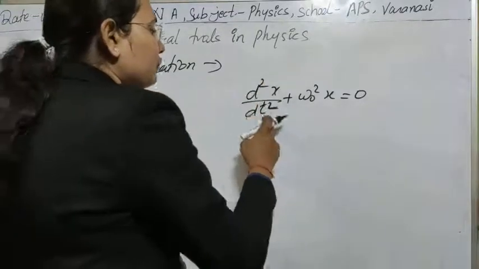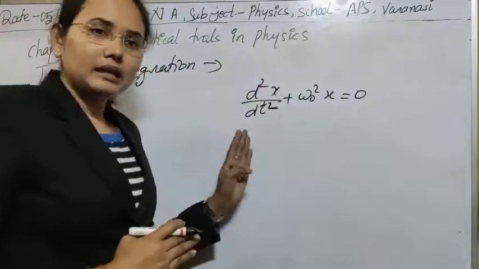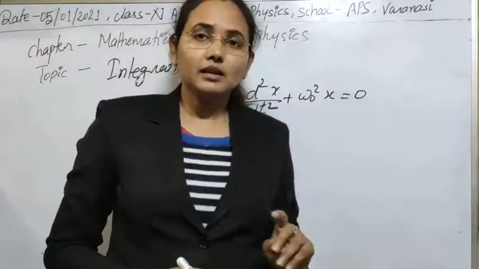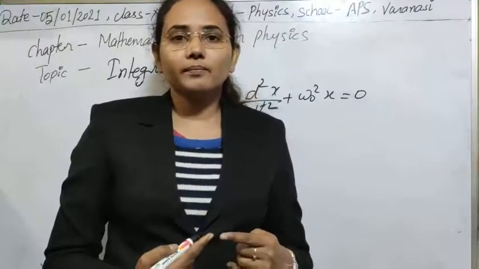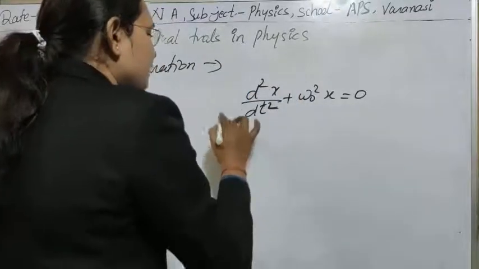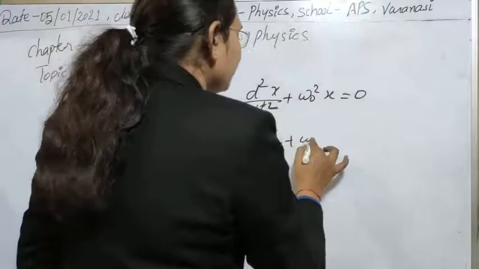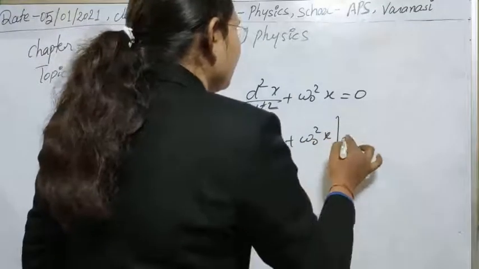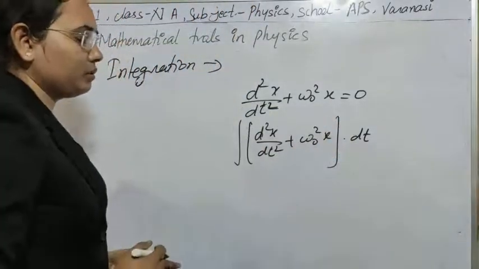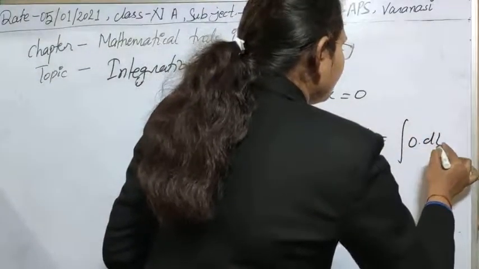As I told you, to find the value of x in the differentiation portion, first of all you have to integrate it. Here we are using a second order differential equation, which means two times differentiation is there, so two times integration will also be there. So integrate this equation two times. First time, integration of d2x upon dt2 plus integration of omega 0 square x with respect to t, as we have differentiated it with respect to t, and also 0 dt.